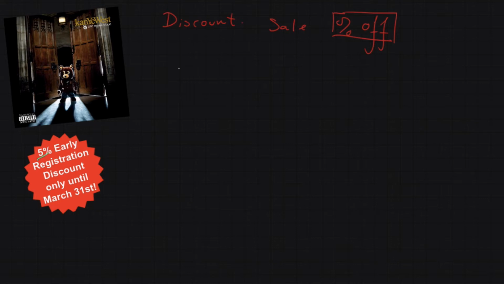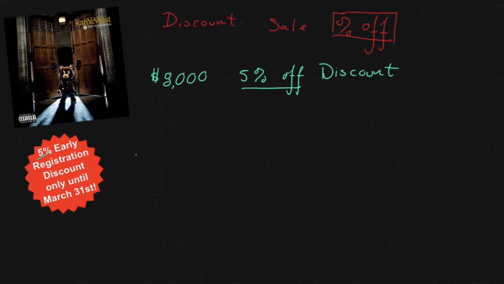So let's say you were paying a tuition. Let's just say it was something like $8,000. You had to pay $8,000 to register for classes, but you got a 5% off discount. I keep repeating the word discount because you're going to see it in your classwork and in your problems. A discount means off, something that is taken off of the price.